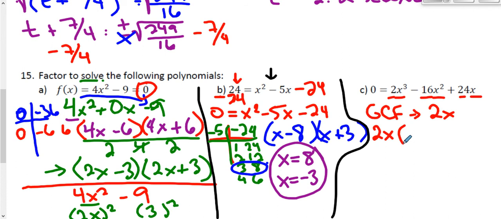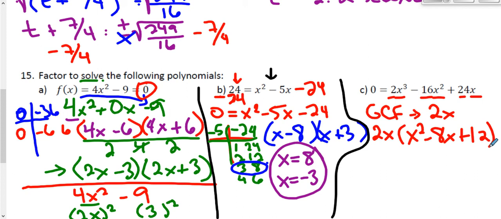So if I take 2x cubed and divide 2x away, I'll only have x left. Just kidding, x squared. There we go. If I take my negative 16x squared and divide out 2x, I'll have negative 8x left over. One of the x's goes away. And my last term, positive 24, if I divide it by 2x, I'll have a positive 12, and the x will be gone. So here is my GCF factored out. Now we want to make sure to keep it in front. It doesn't disappear. Factoring does not actually eliminate anything. It just moves it around. So the 2x goes to the front.